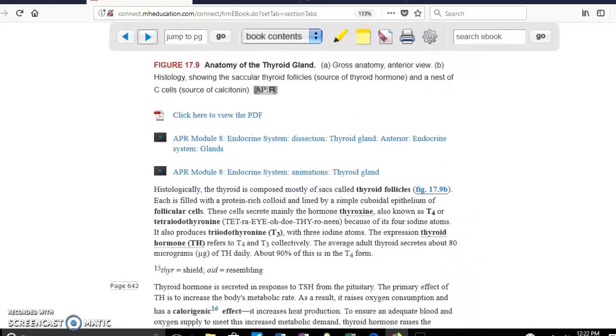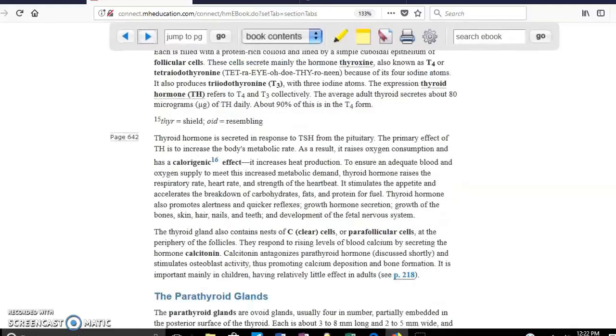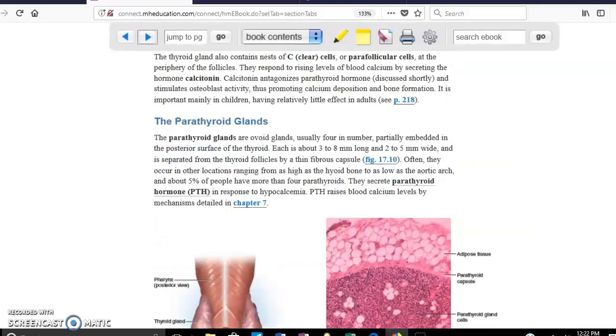Okay, we keep scrolling down. We have in there the thyroid hormones, as I was saying, T3 and T4. It shows a calorigenic effect, obviously, because it increases your metabolism, for example. And when you do that, as a result, you're going to consume more oxygen, as you can see right here, and obviously you're going to be hungry, and it's going to stimulate alertness and quick reflexes, etc., so we can actually maintain our homeostasis.